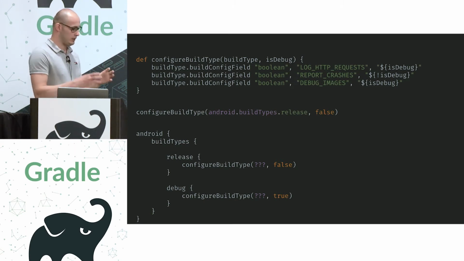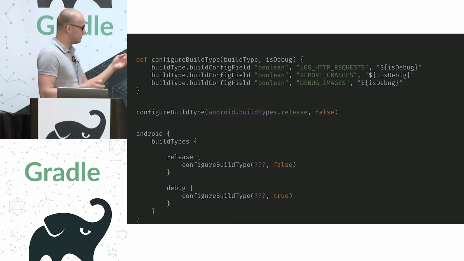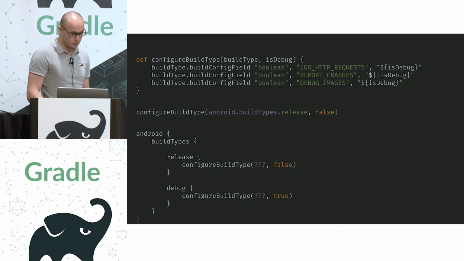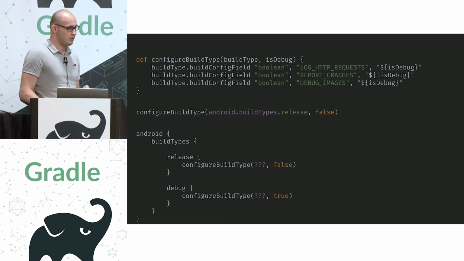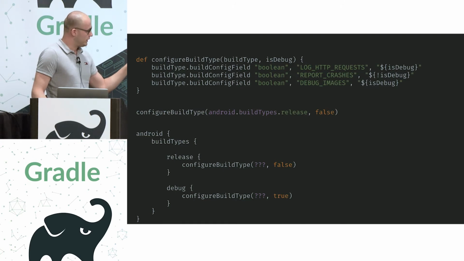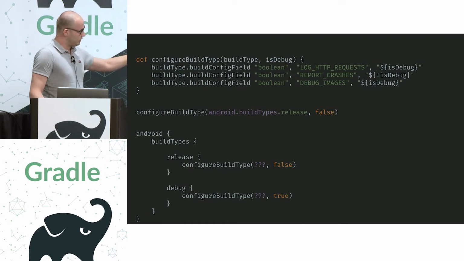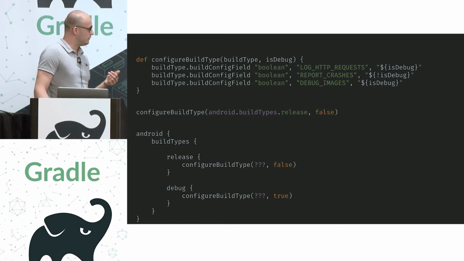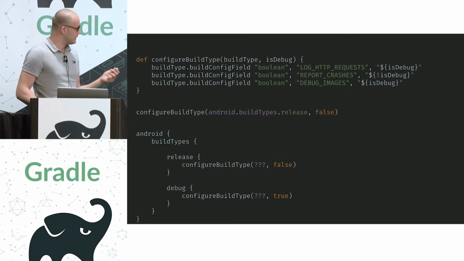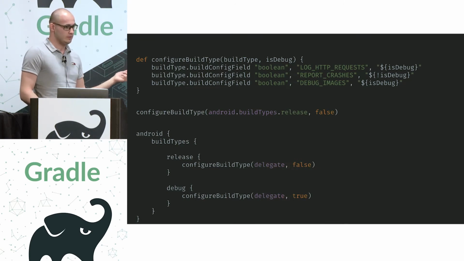Because if we're in a closure, then this is the class which contains the closure. So this, in the release closure, will be a project. It won't work. And this is why I mentioned delegates before, because now that we know that the block inside the closure that's passed to release, for example, will get executed against the release build type, then we know that the delegate of this closure is the build type, and we can access the delegate in Groovy by just using the delegate keyword.